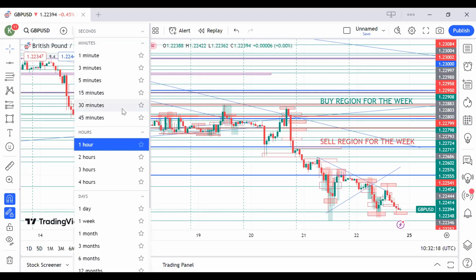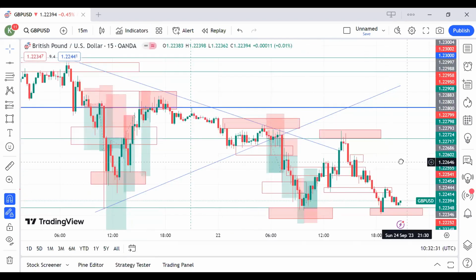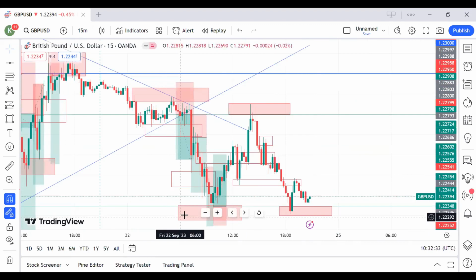We don't do 45, we don't do 30, because the difference is not much. I don't necessarily do 5, 3, and 1. The reason is because of the speed. The speed can put a lot of pressure on you. So I mostly stick to 15 minutes because that's where I make my entry from. So it's on this 15 minutes time frame.